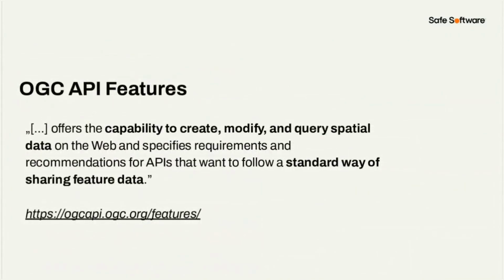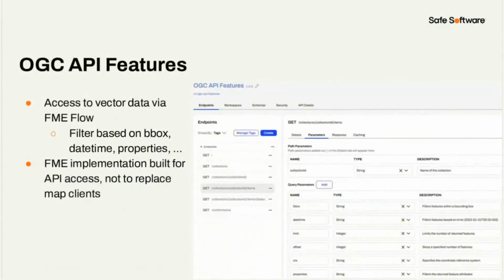So the other template we provide is for OGC API Features. Features, as I mentioned, is the old WFS service, and it provides the capability to create, modify, and query spatial data. So it's a standard way of sharing feature data and also accessing this data again. And the OGC API Features also provides a few endpoints that can now be used through FME.